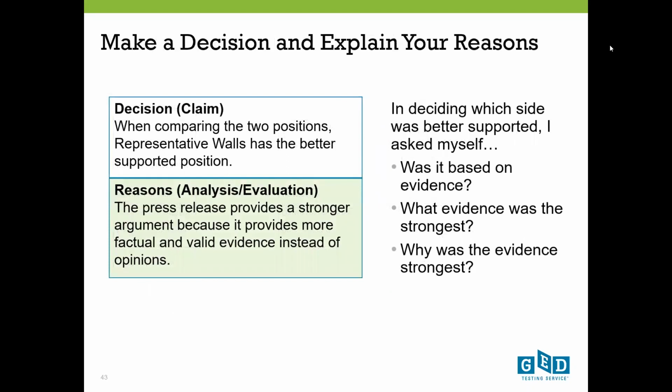The other thing students have to do is, if you're going to make an argument, you've got to decide which side you're on, and then from there, explain why. I think that's one of the things that I've seen in some student writing samples from teachers who are using some of the sample practice items out there on the GED website. Students will make a claim and say, well, this side is better, but they don't say anything else.